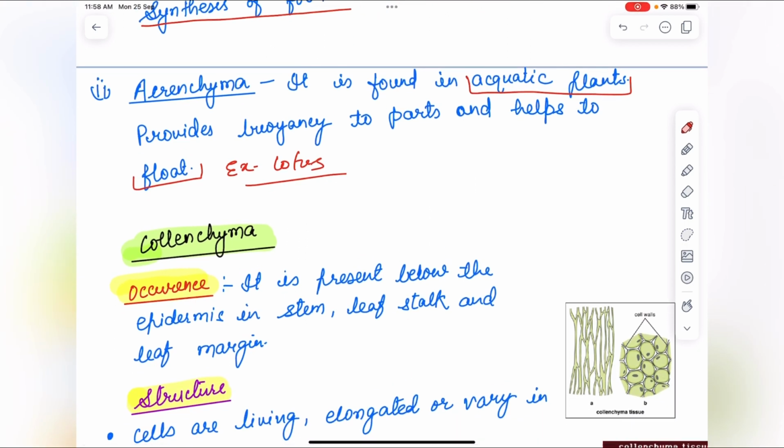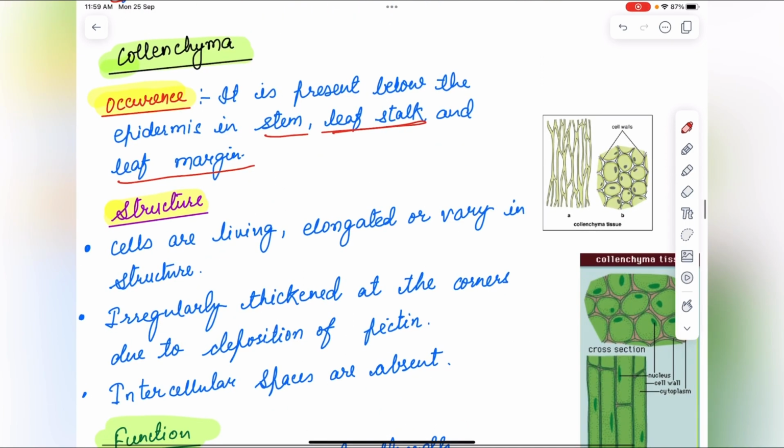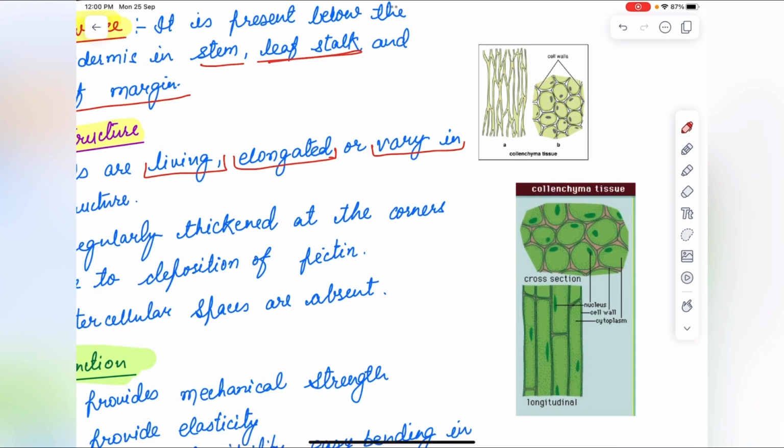This is the second type of simple permanent tissue. Where is it present? It is present below the epidermis in stem, leaf stalk and leaf margins. The structure of these collenchyma cells: they are living cells, elongated, and the structure may vary. Irregularly thickened at the corners. See, this is the collenchymal tissue. You can see here the thickness. At the corners it will be thickened.